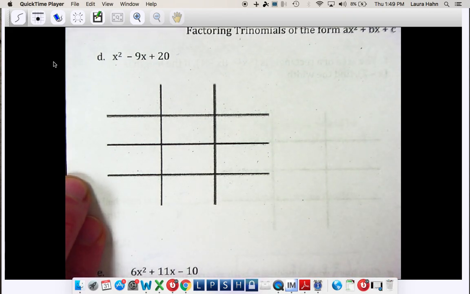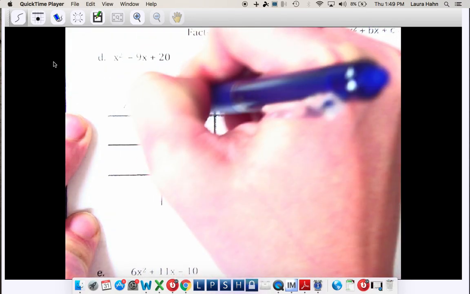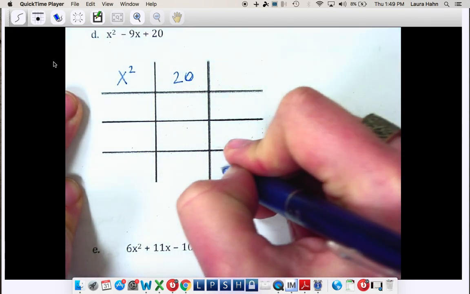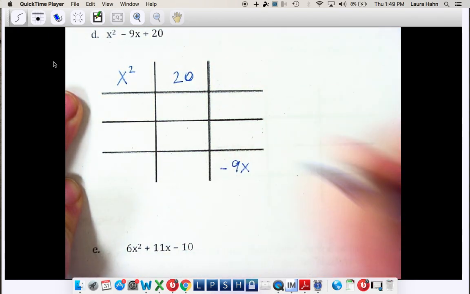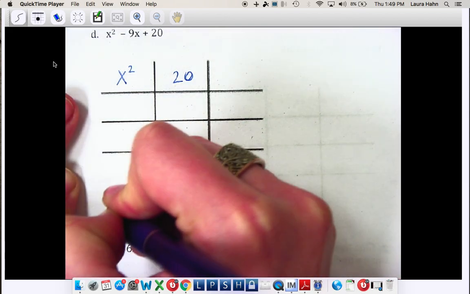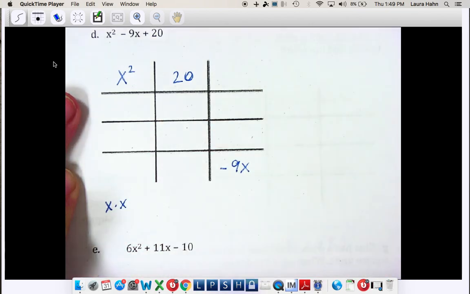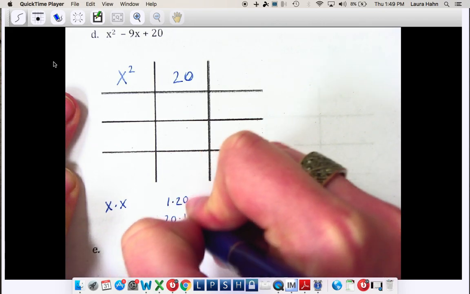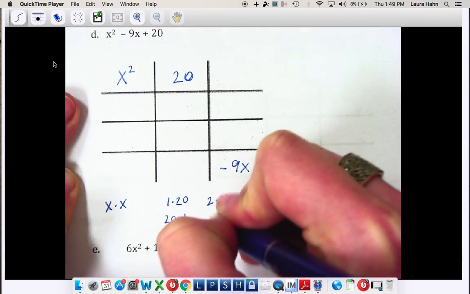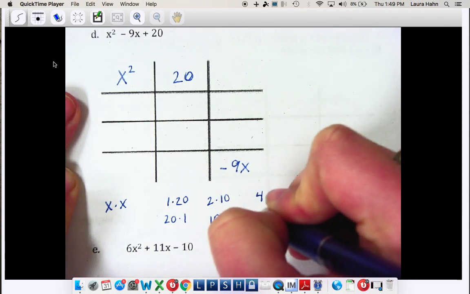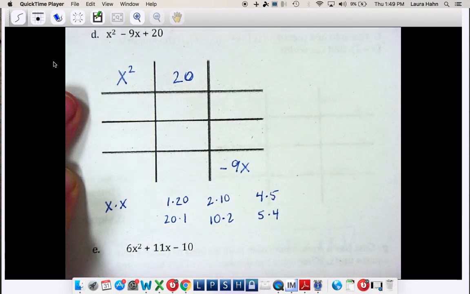All right, my first term goes in the first box. Last term goes in the box beside it. And this box is where I put my middle one, including the sign, so negative 9x. My factors of x squared is x times x. My factors of 20, I actually have several. 1 times 20, 20 times 1, 2 times 10, 10 times 2, 4 times 5, 5 times 4. Okay, let's fill it in.